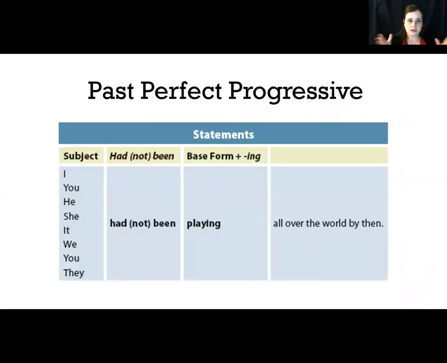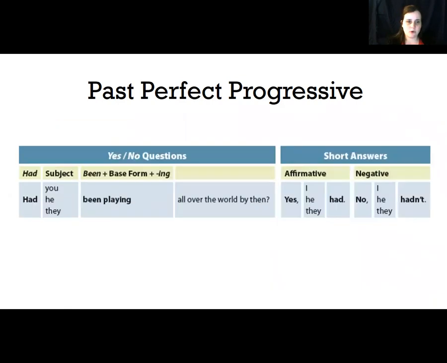Basically, this is the basic structure. We've got subject, just like with the past perfect. In this case, we have had been or had not been, plus the base form of the verb plus ing. The base form play plus ing makes the verb playing. So, I had not been playing all over the world by then. We'll see more examples of that in a moment.